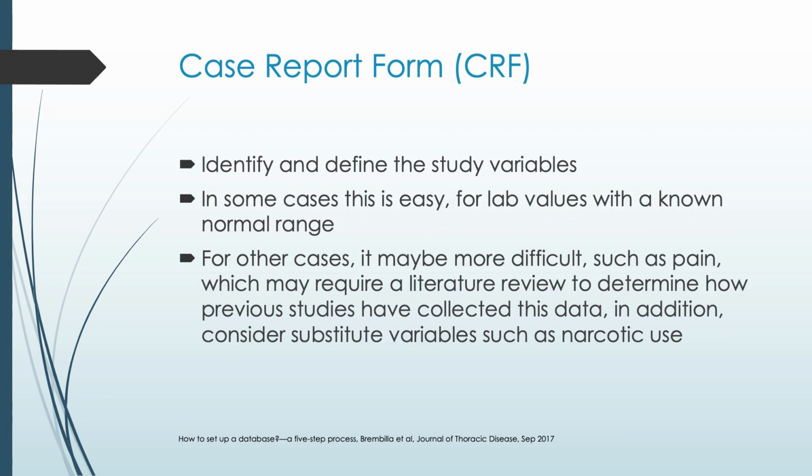You need to identify and define the study variables before you create the case report form. In some cases, this is easy, for example, for lab values with known normal ranges. In other cases, it may be more difficult, like pain. So how are you going to collect data on pain? You might need to do a literature review, or you could use a surrogate. Use something instead of pain, like narcotic use, that would represent how bad someone's pain is.